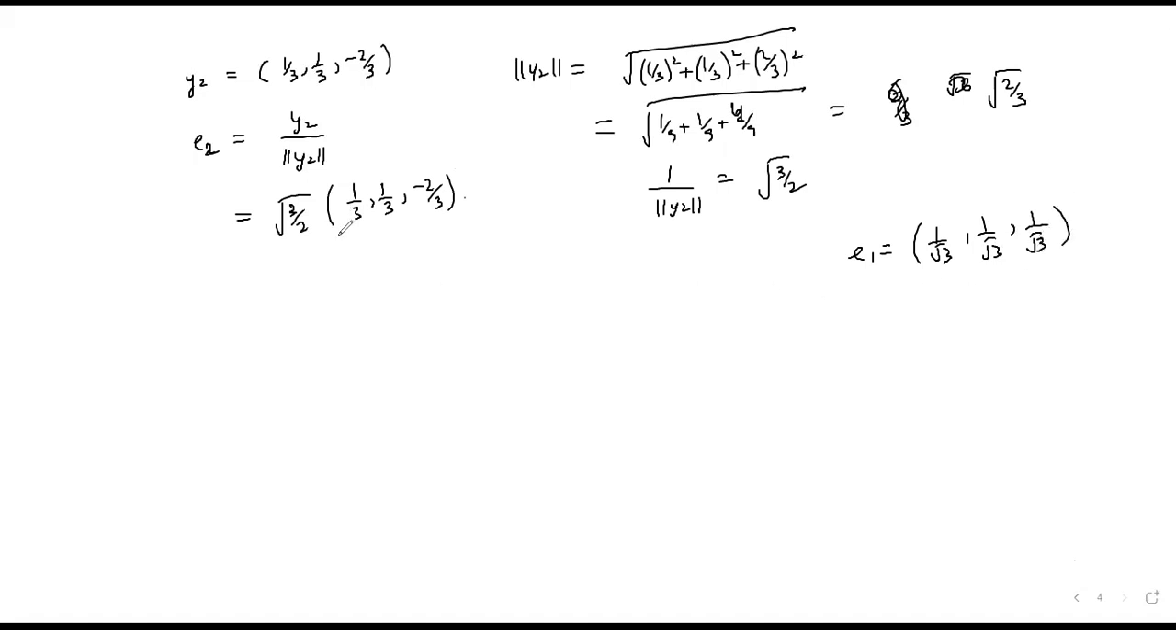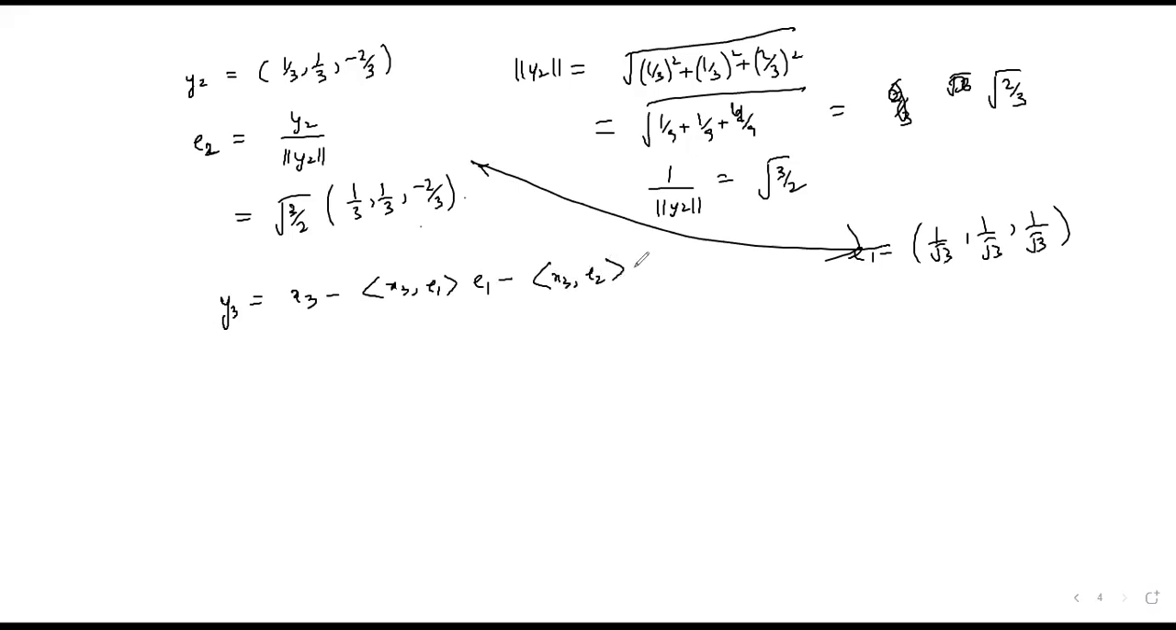As you can check. So you have 1 by 3 root 3, 1 by 3 root 3, minus twice 3 root 3, and a 0. This is the same thing. And we are going to do this. Now, in this case, we have y3 ko define karna. Y3 hoga x3 minus x3 1 minus x3 e2 e2. But this is the Gram Schmidt tariqa.